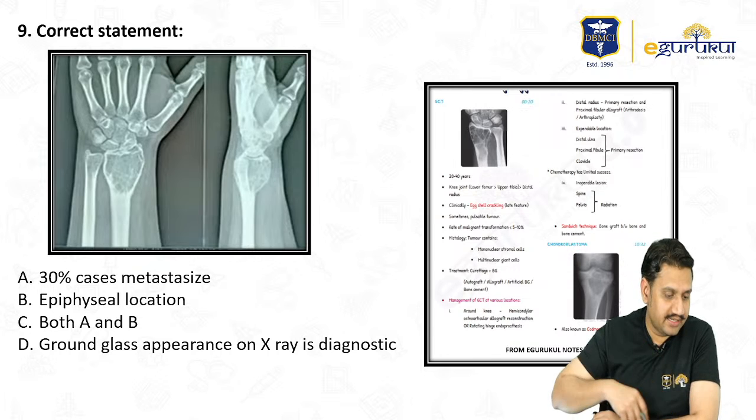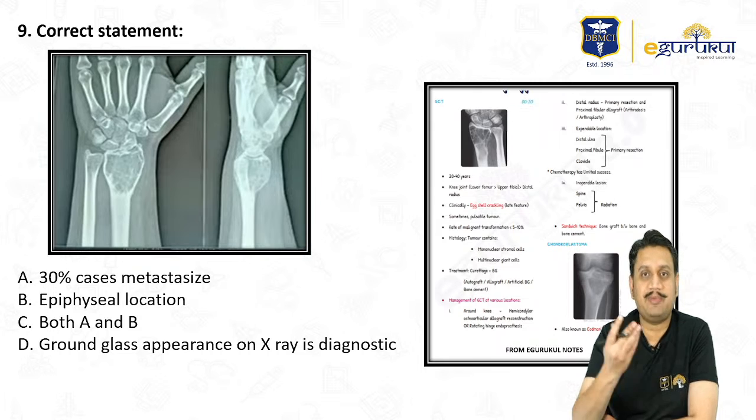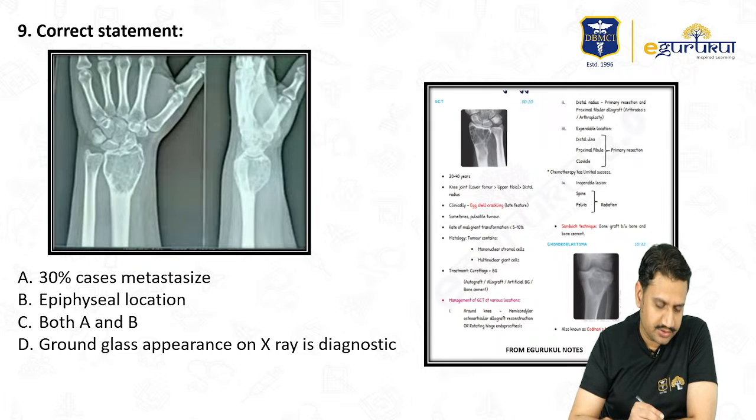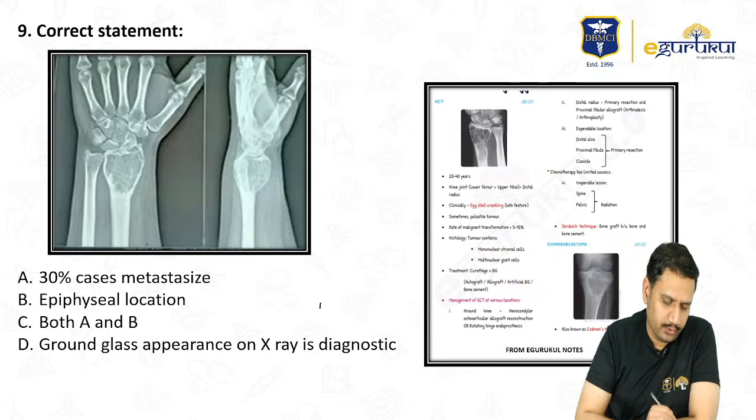Anyhow, about this GCT, these were the options as told to me by the students: that 30% of cases metastasize. Is it so? The very first statement is wrong. We know that it is GCT. How do we know it is GCT?